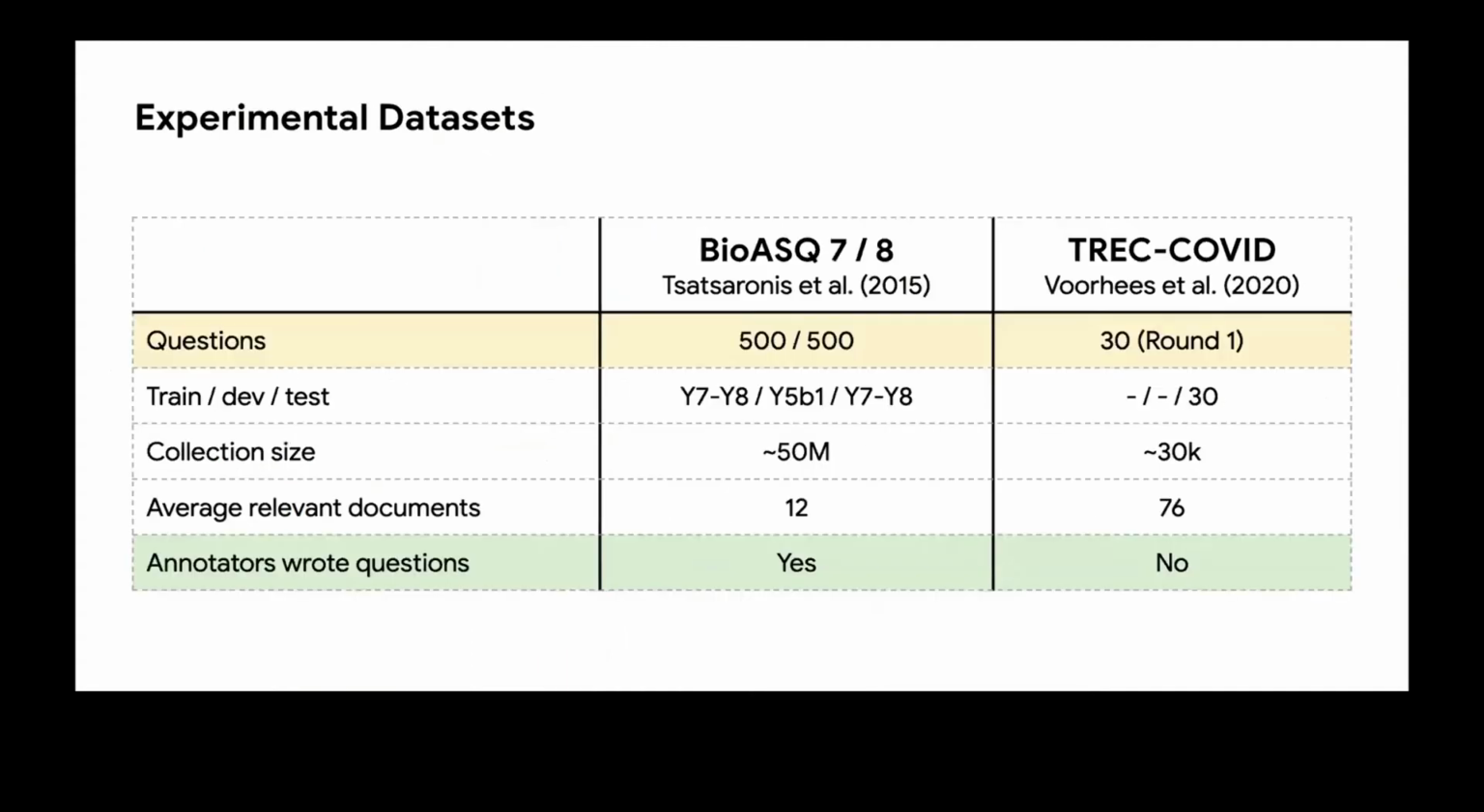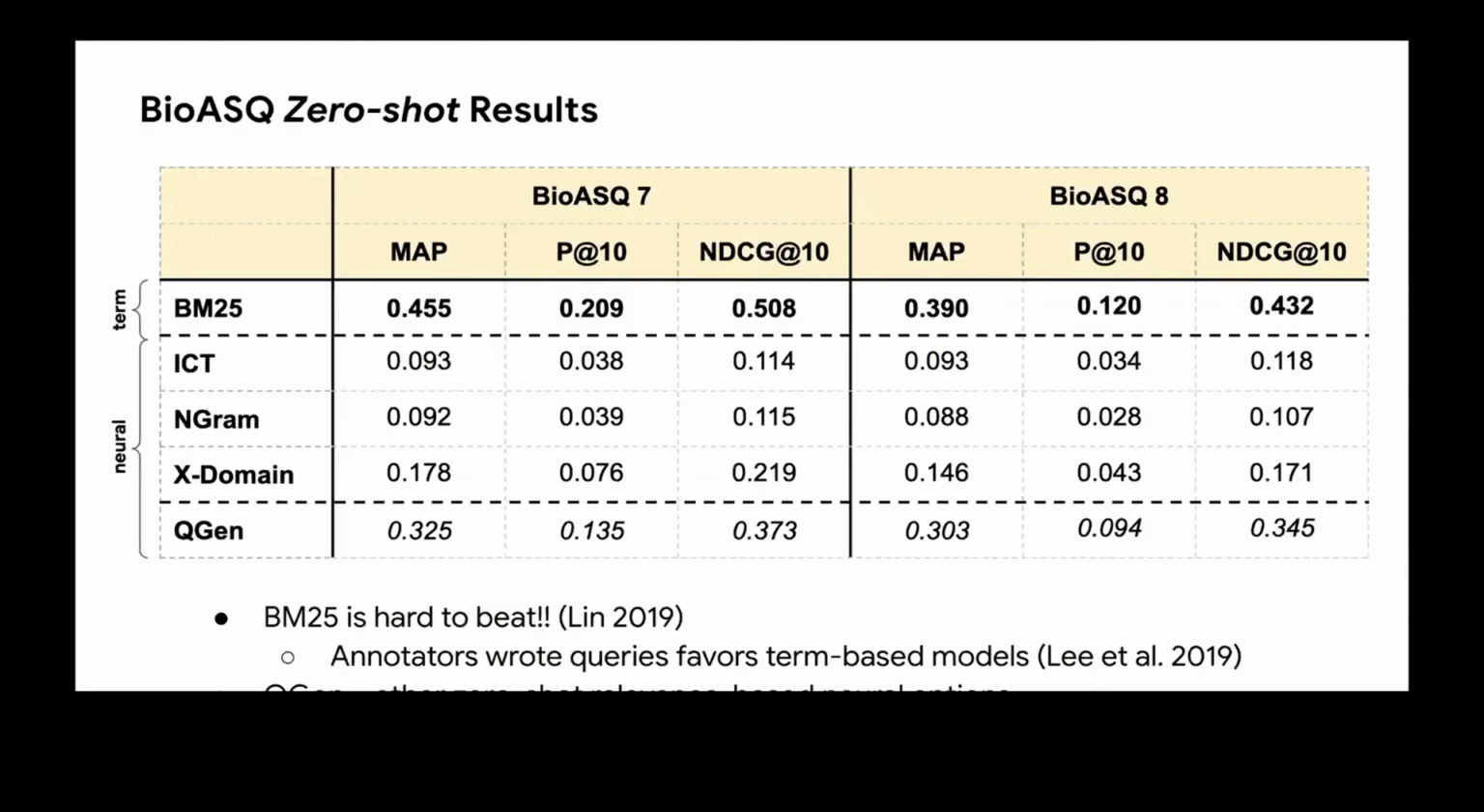So to test the efficacy of data augmentation for this particular domain, we look at BioASQ years 7 and 8, the document retrieval part of that challenge, as well as the recent TREC-COVID data. We're only looking at round 1, the 30 questions from round 1. One thing I want to point out is this last row here: were the annotators, the people who annotated relevance judgments, also the people that wrote the questions? For BioASQ, that was largely true, but for TREC-COVID, it wasn't. We're going to see this actually affects the results a little bit, or we hypothesize that this is the case.